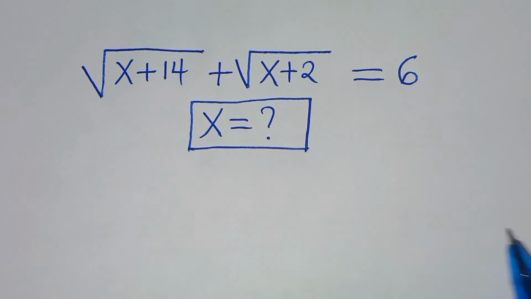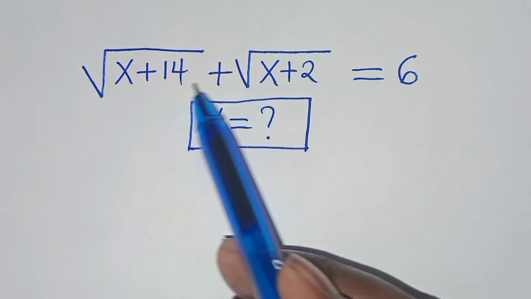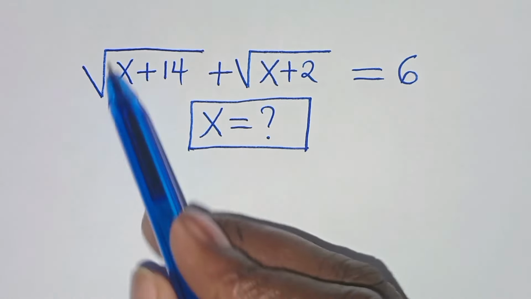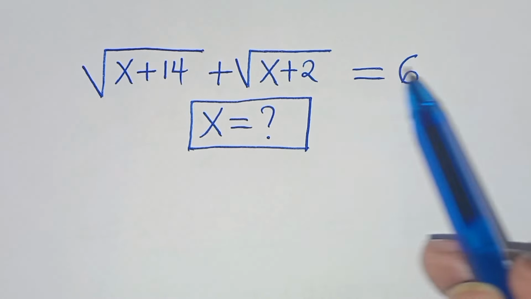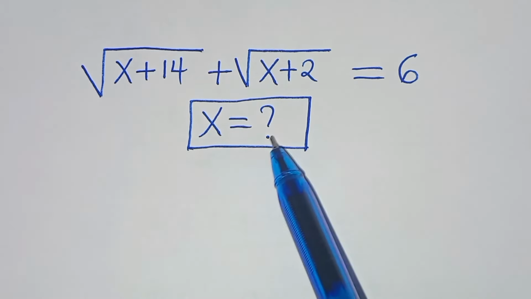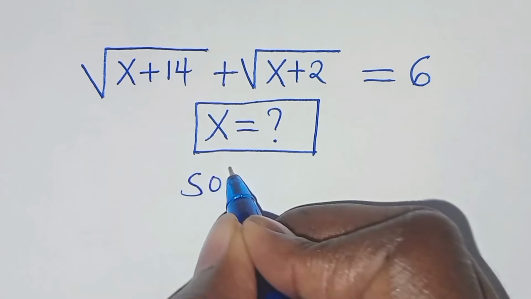Hello everyone, you're welcome to solve for the value of x given this nice square root math problem, which is the square root of x plus 14 plus the square root of x plus 2. This is equal to 6. So what is the value of x? Let's provide a solution from here.